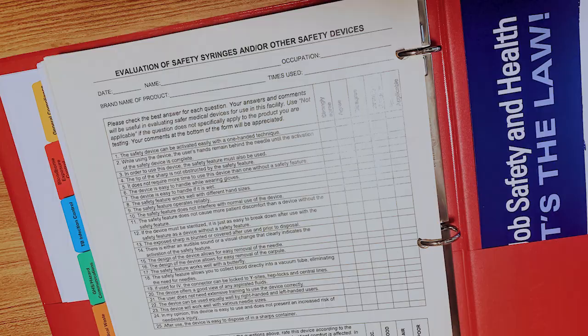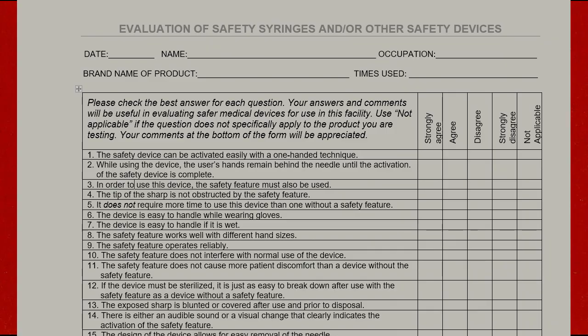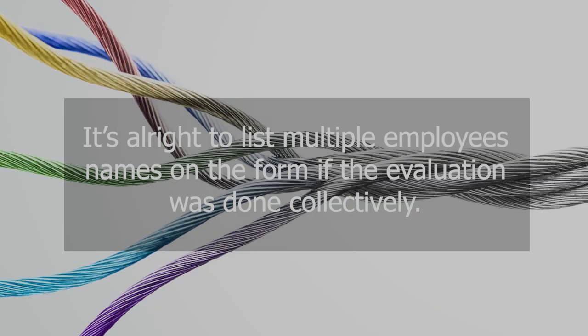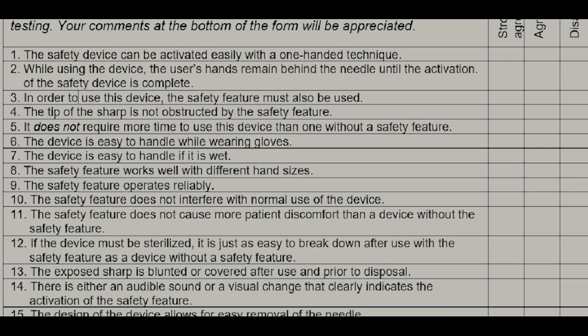In the back of your OSHA Guard manual, you'll find a form to document any needles or devices you evaluate. This form asks a series of questions that will help you to determine if the device is suitable for your needs. Although these can be done individually, it's also okay to list a few names together if the evaluation was done collectively. These are just a few of the questions that will help you to determine if the device is appropriate for your use. Be sure to document and keep these evaluations.